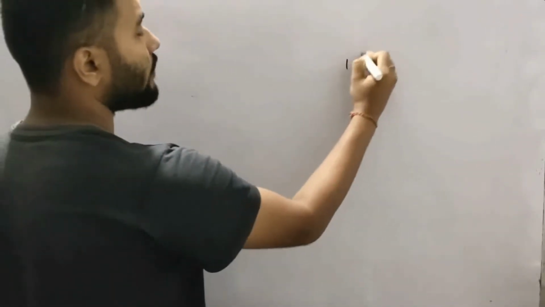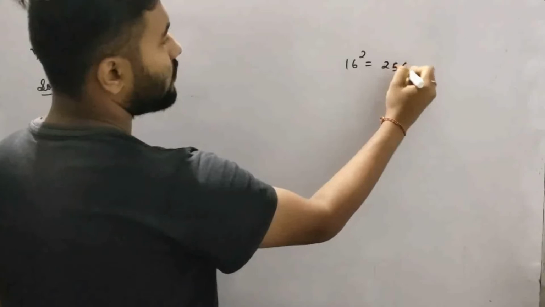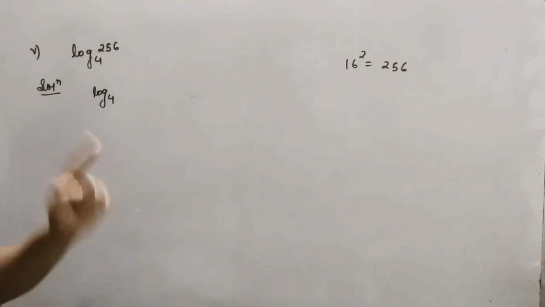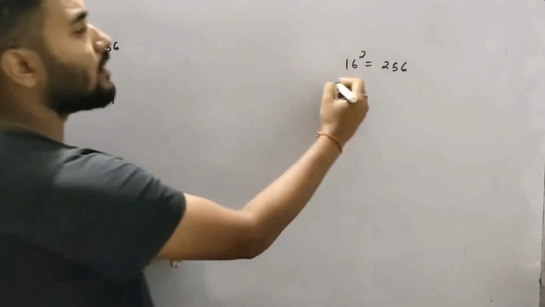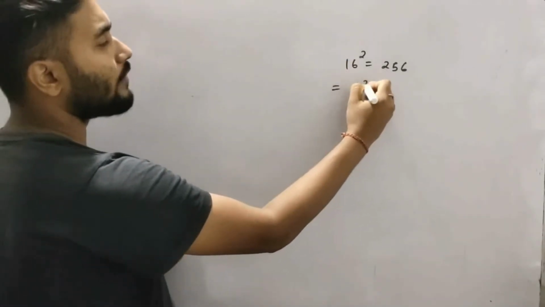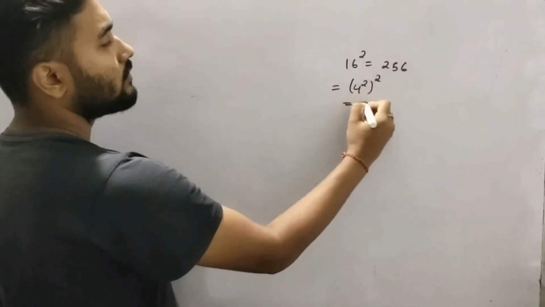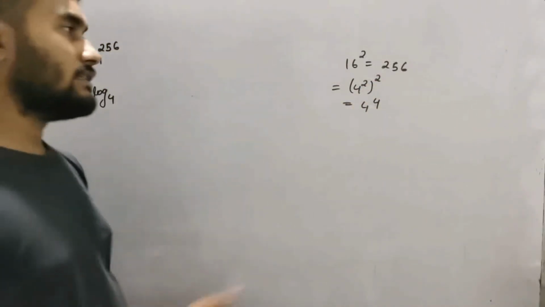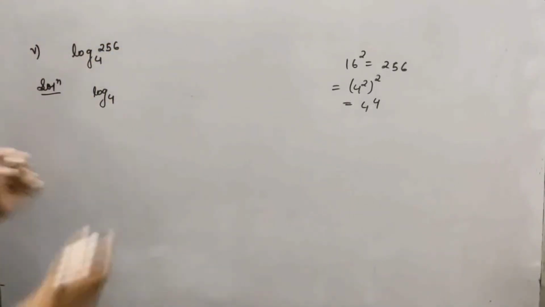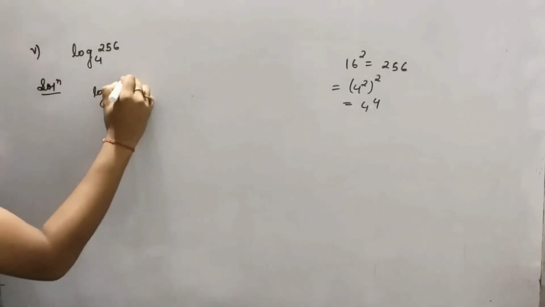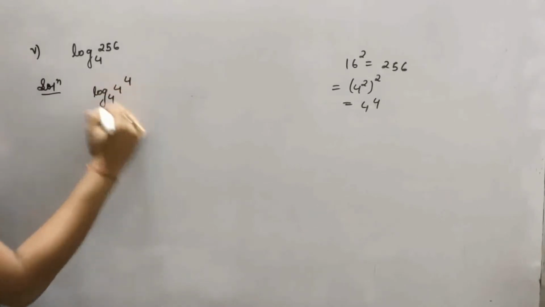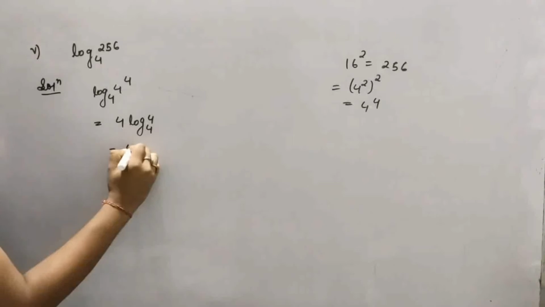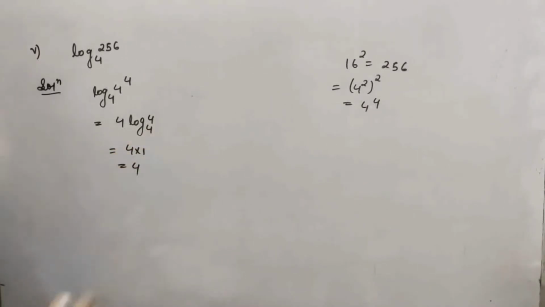I know 16 squared is 256, but then I have to do it two times. Directly, I will do: 16 is again 4 squared, so 4 to the power 4 is 256. I need this in the base of 4, so 256 I will write as 4 to the power 4. This 4 will come to the front. Log 4 base 4 will be equal to 4 into 1, which is 4.